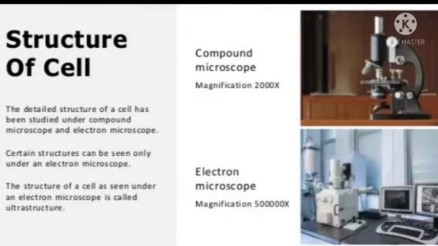Structure of cell. The detailed structure of a cell has been studied under compound microscope and electron microscope. Certain structures can be seen only under an electron microscope. The structure of a cell seen under an electron microscope is called ultrastructure.